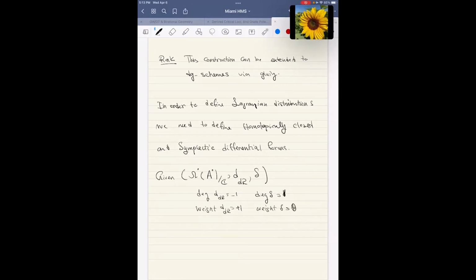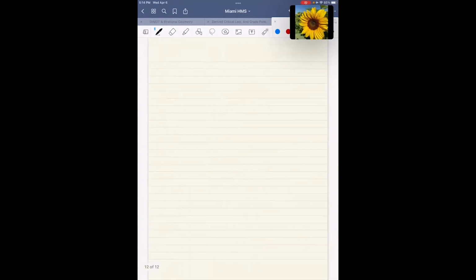Yeah, 0 and 1. Now, given this information, this bigraded complex with the two differentials, consider a parameter t to which we assign weight -1 and degree 2. Degree 2, okay? And this is something that PTVV defines.